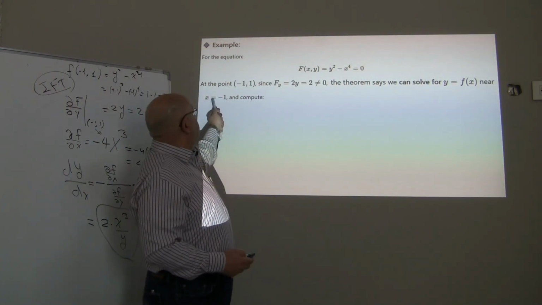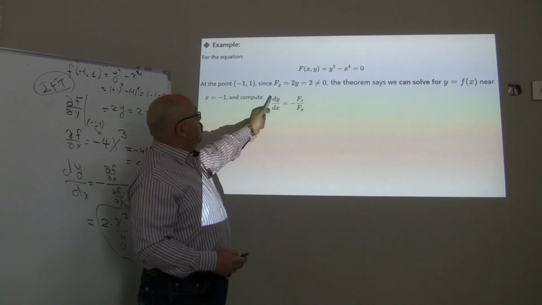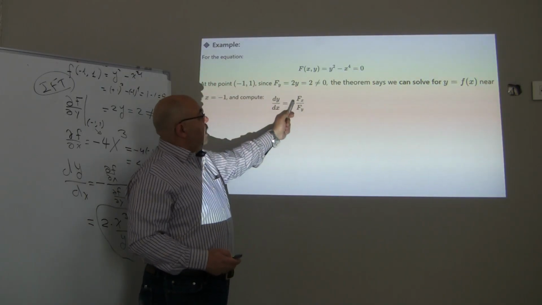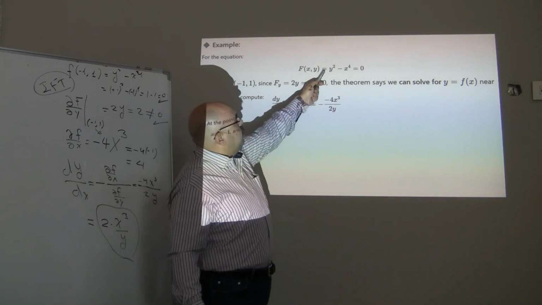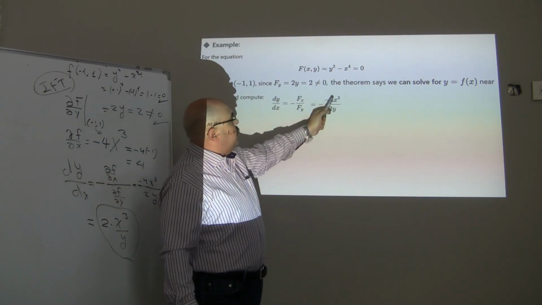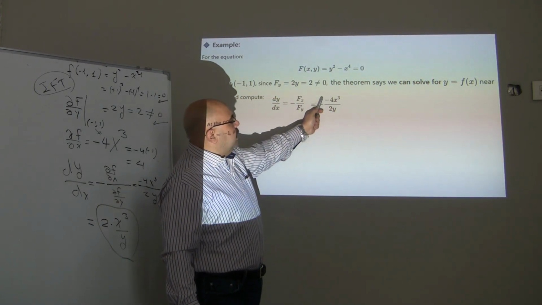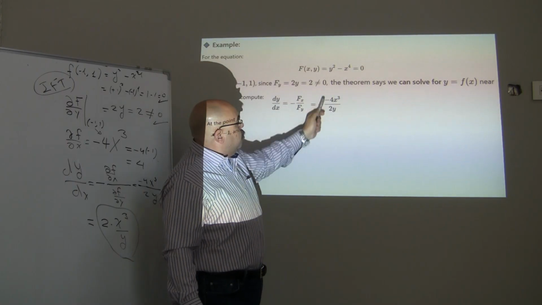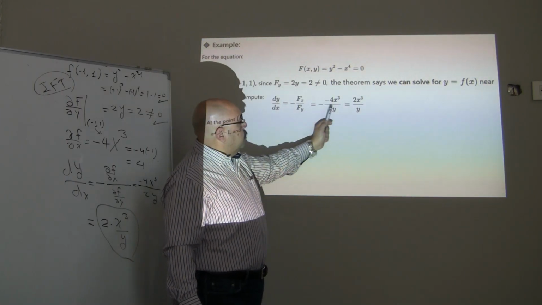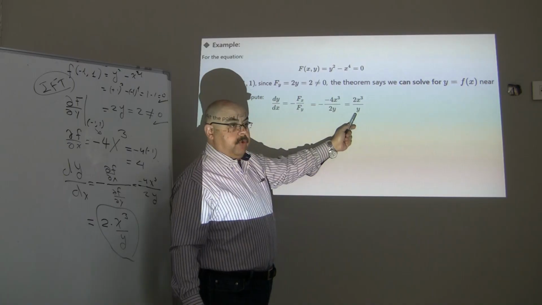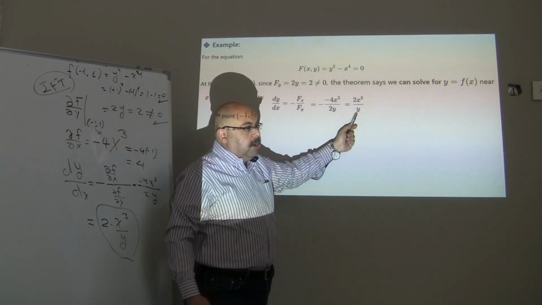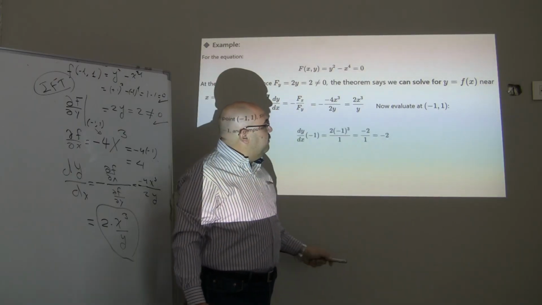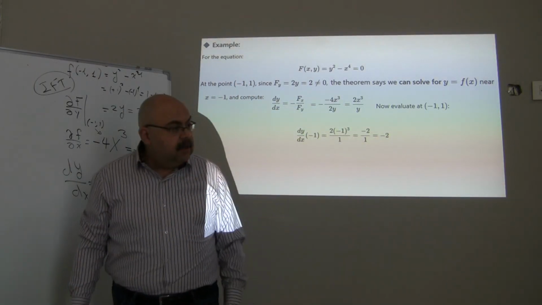It's very, very simple. At x equal to -1, compute dy/dx equals minus f_x over f_y, direct substitution. All I have to do is take negative 4x cubed over 2y. Negative times negative is going to be positive, 4 over 2 is going to be 2. So it's going to come up to 2x cubed over y. Just make the substitution, replacing x by negative 1, y by 1. So you will get the value of this derivative, which is negative 2.